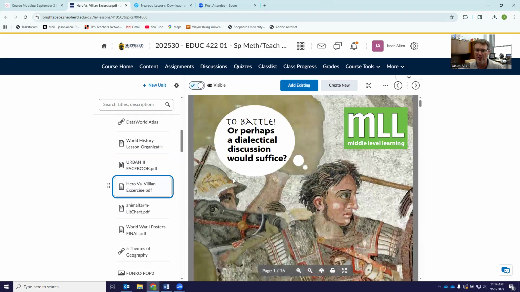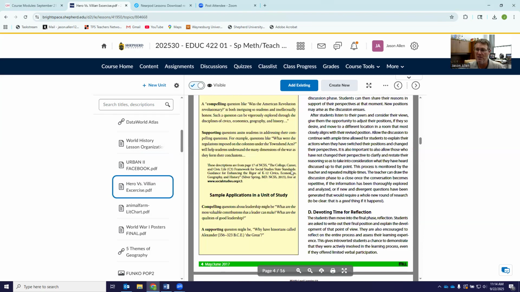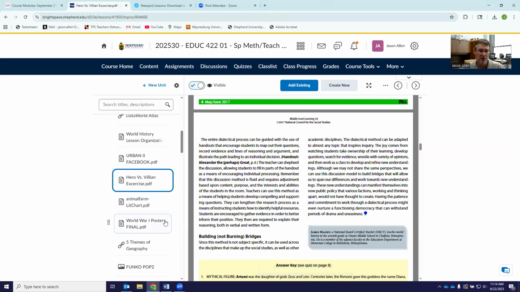There's also another one here, hero versus villain. This is something from the National Council for the Social Studies, but you can do a hero versus villain, different points of view, with this one on Alexander the Great.